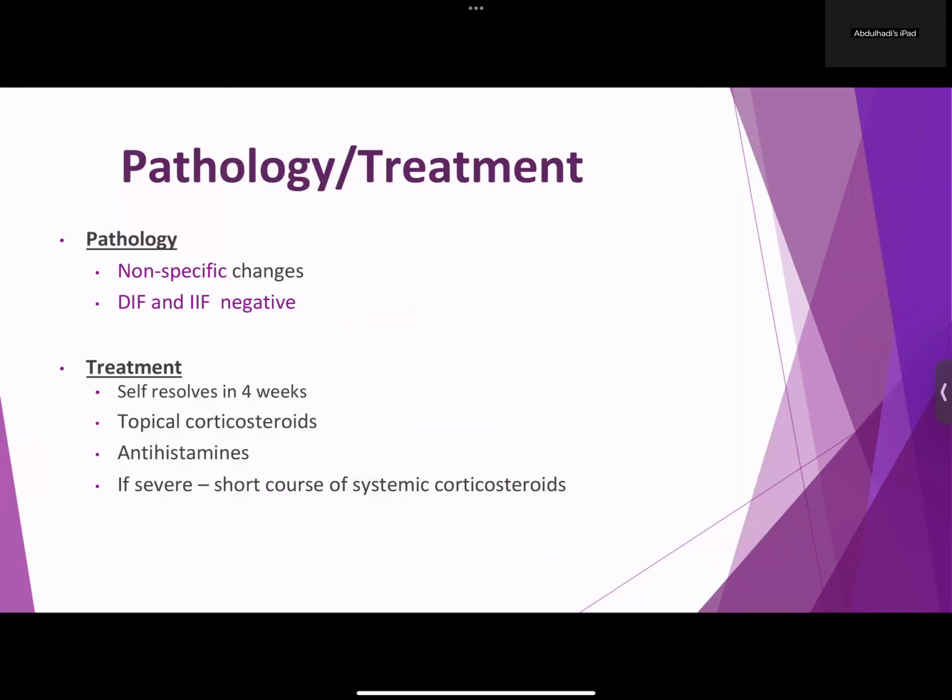How do we treat it? It will resolve spontaneously, but sometimes it's itchy, so we give topical steroids. It's usually safe in pregnancy. We also give antihistamines such as loratadine or cetirizine. Both are safe in pregnancy. And if it is severe, then we can give a short course of steroids. The biopsy is non-specific and DIF will be definitely negative.